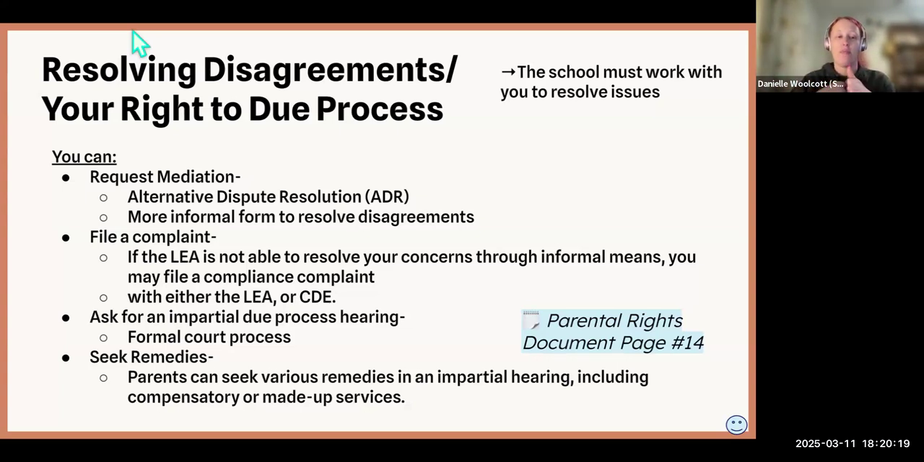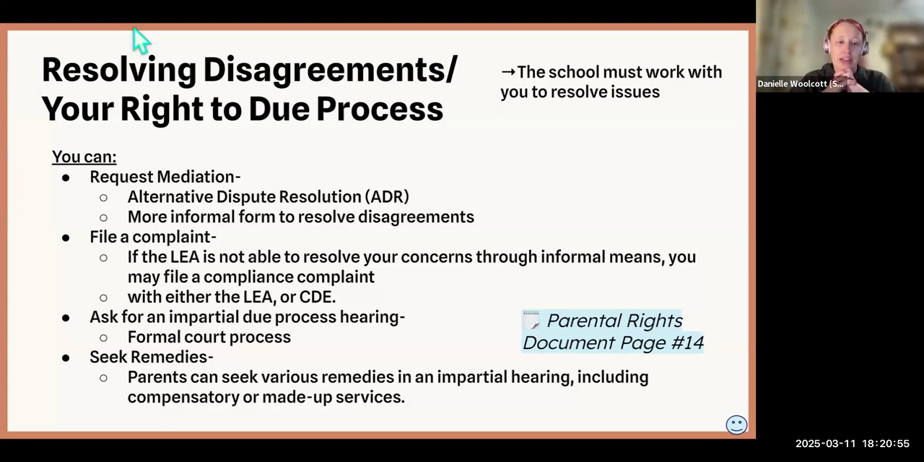But if not, the follow-up is to file a complaint. So if the LEA, or in this case, Long Beach Unified, is not able to resolve your concerns through informal means, you may file a compliance complaint with either the LEA or the California Department of Education. That would be a formal complaint that you would do, and it would be in writing, and page 14 outlines a little bit more specifically the requirements for how you send in that notice. And please feel free to reach out if you have any questions about that.